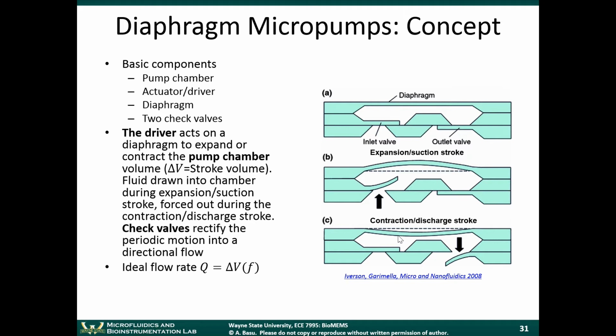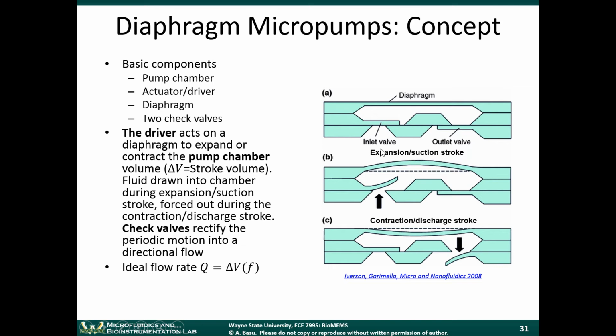Now, if you just had a diaphragm on its own that was just vibrating back and forth, you just get bidirectional motion of the fluid. The fluid would go into the chamber and out of the chamber. Okay, you wouldn't get any pumping effect. The key part is to have two valves, and these are check valves, which will only allow fluid flow in one direction. These valves rectify the bidirectional flow that the diaphragm provides into a single directional flow. Okay, and remember the check valve is just something that only allows fluid flow in one direction.